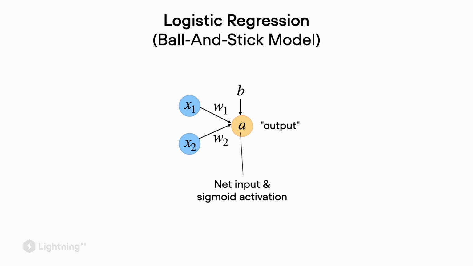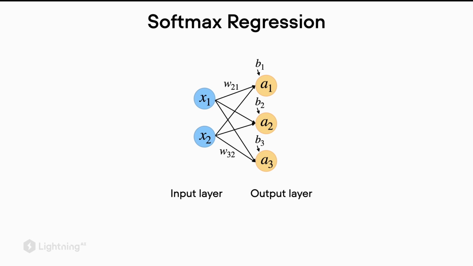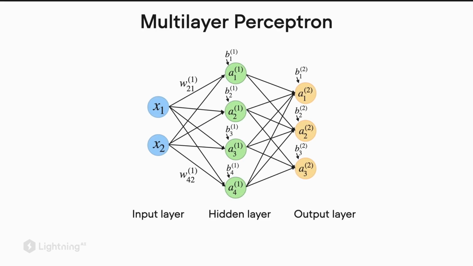So here we have a logistic regression model with two input features. Now here we modified the logistic regression model to Softmax regression, where we have now 3 output nodes in the output layer. And then when we go from the Softmax regression model to the multilayer perceptron, we insert the hidden layer between the input layer and the output layer. Here we only have one hidden layer, but of course we could have an arbitrary number of hidden layers, and we will come back to this topic later.